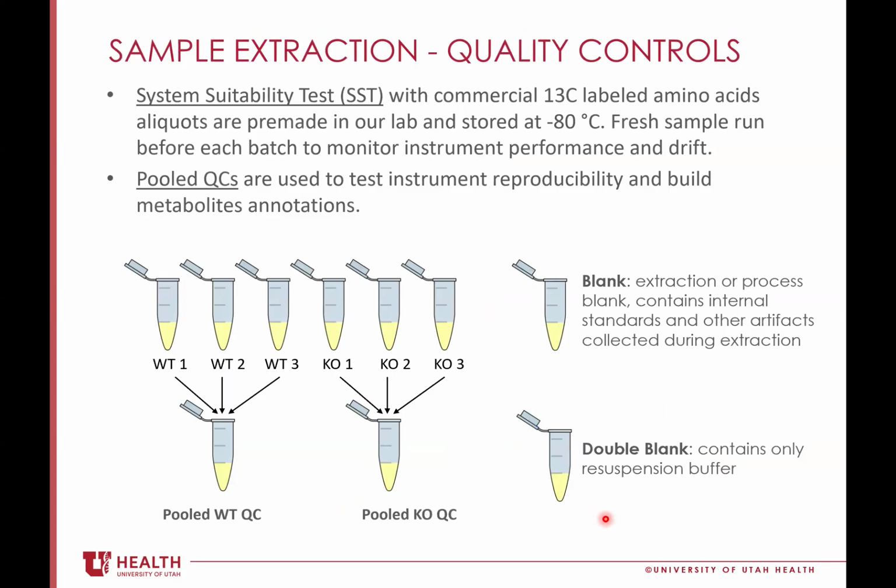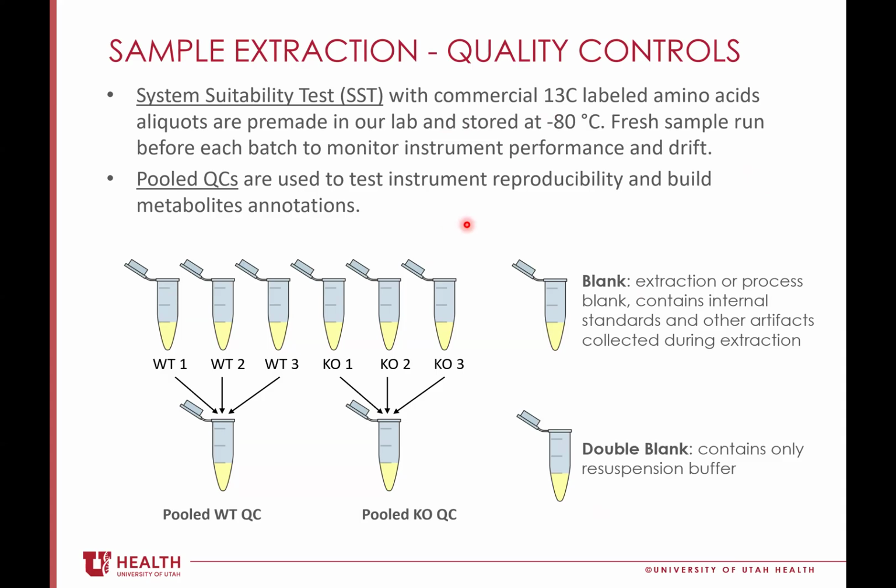The next thing I want to talk about before we go further is sample extraction and quality controls. If you're going to do this in your lab, and we do this quite often, we test samples with a really high level of quality control, and we have a number of levels of quality control here. One is a system suitability test, which is 13C labeled amino acids that we've made in the lab and store at -80. Between every batch, we run that to make sure the instrument is performing well and there's no drift in the LC or accurate mass of the instrument.